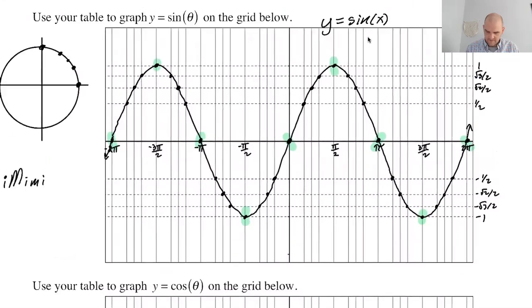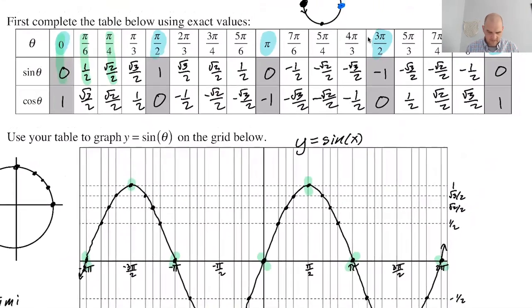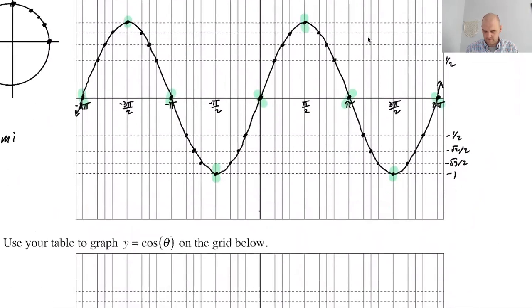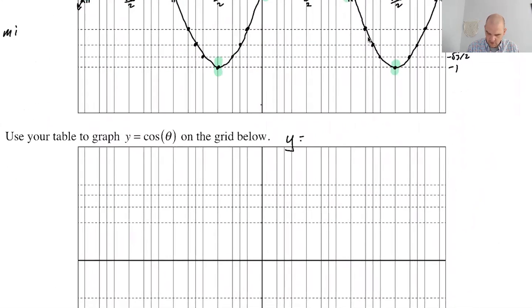We got our graph. I'm going to do the same thing for cosine now. So I'm just going to make sure that I start at 0, 1. And if you start at 0, 1, you almost can't screw up. Like you could, but you almost can't. So this will be a graph of cosine.